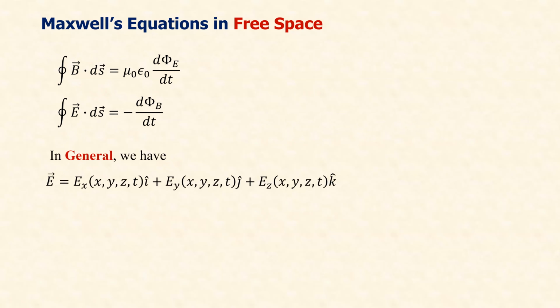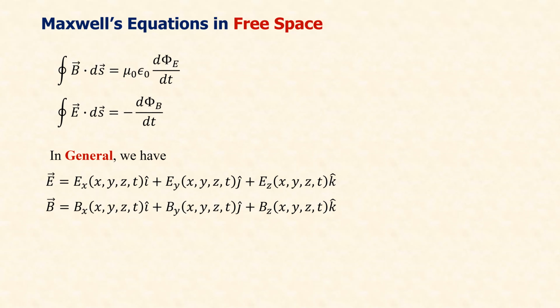So in general, we have the electric field. It's a vector field. So it means that at any point in space and at any point in time, there's an electric field that has three components, X, Y, Z, and each one of the components depends on the three coordinates of space and time. All right. So this is the most complicated situation. And the same for magnetic field: it has three components and each one depends on all three coordinates and time. But we want to simplify this.